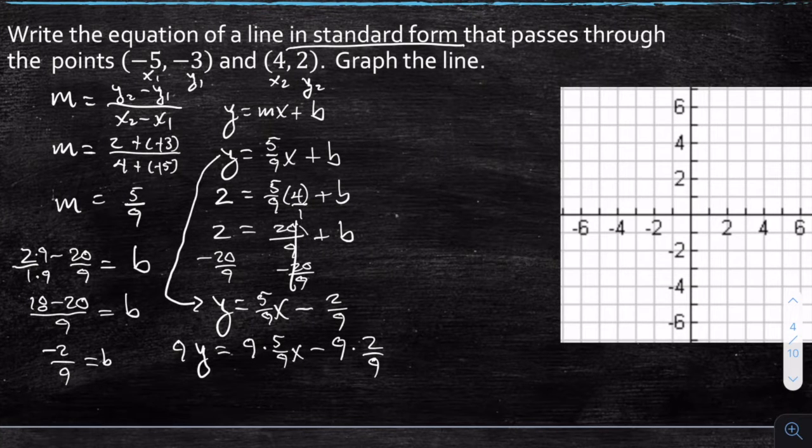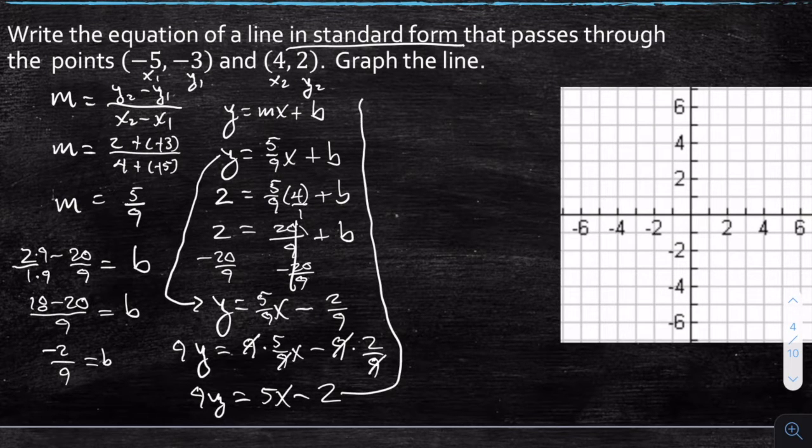Now look at what happens here. 9y just simply is 9y. 9 cancels 9 here, and 9 cancels 9 here. And we end up with now 9y is equal to 5x minus 2. And we're almost there. All that we have to do is get the variables all on one side. I'm just going to put this up here. And we're going to take 9y is equal to 5x minus 2. So I'm going to subtract 5x from both sides.